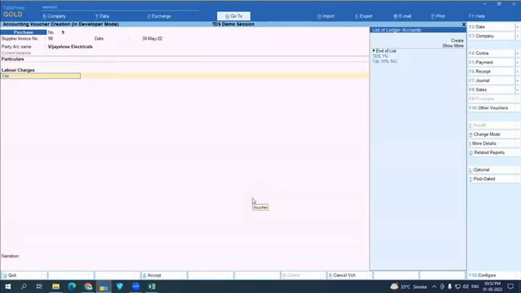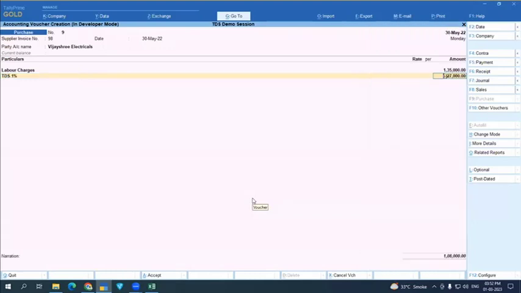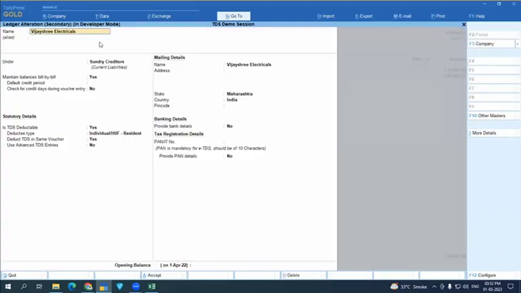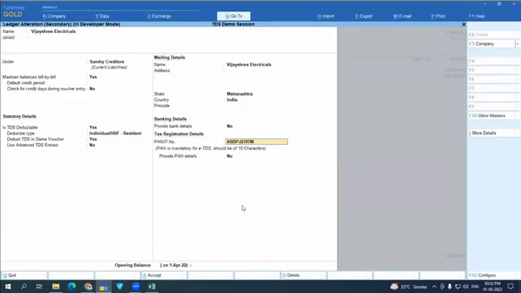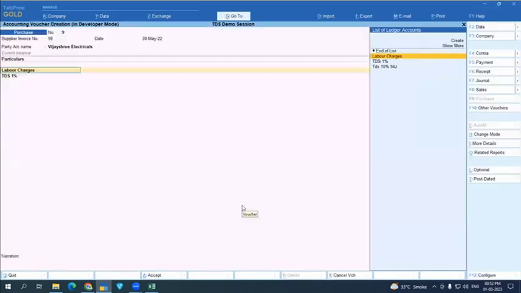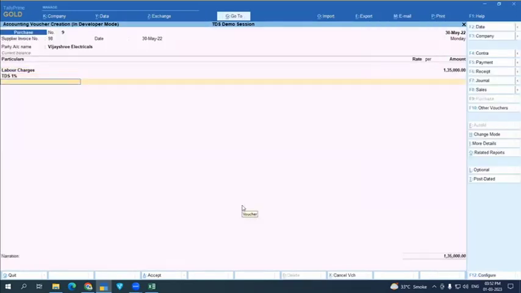So I can try here TDS 1%. Okay, oh sorry, I think PAN is not mentioned here. Yes, see, PAN is not stated here, so it is deducted at 20% directly. By mistake, PAN is not mentioned. Without PAN, that certificate is not given by the department. See, TDS is not deducted now.